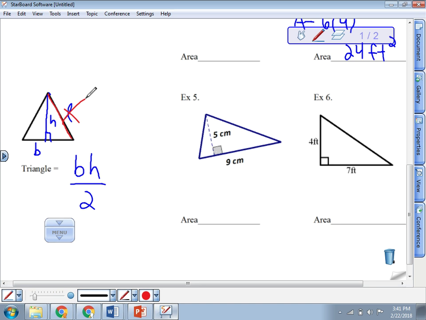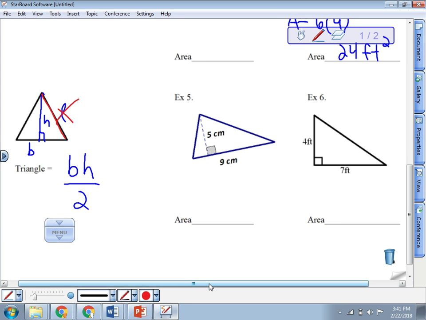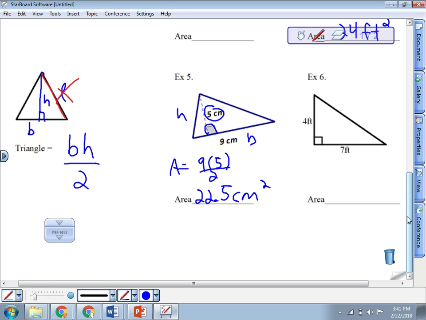Let's take a couple of examples here. The first one I think is pretty self-explanatory. Let's take this one right here. Base times height. Remember, this is our height because it is perpendicular to that base. So there's our height, and there's our base. So area equals 9 times 5, which is 45, divided by 2. 45 divided by 2 is 22.5. Decimals are okay, and that would again be centimeters squared. That other example is pretty straightforward.